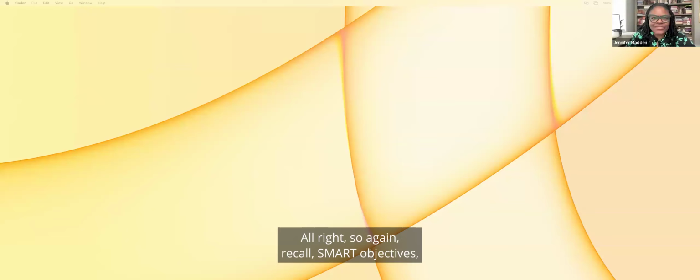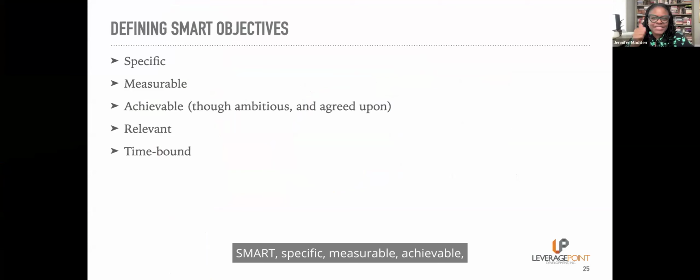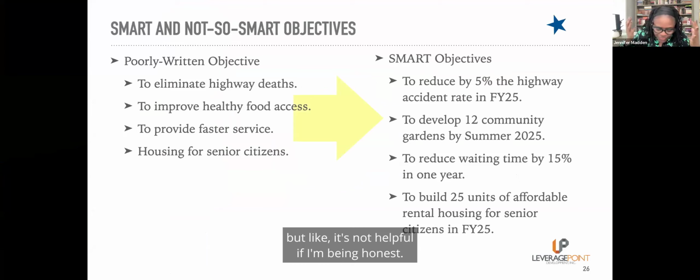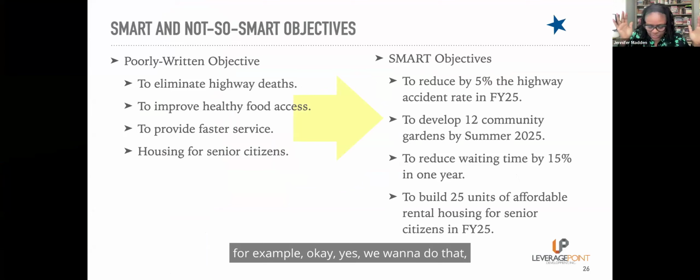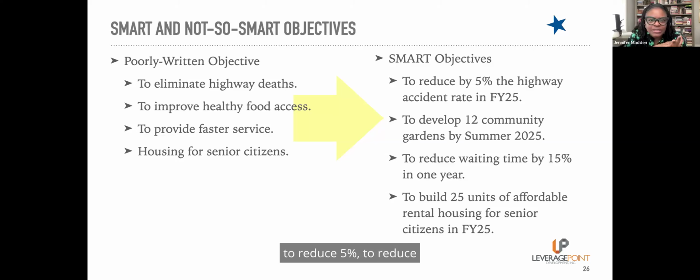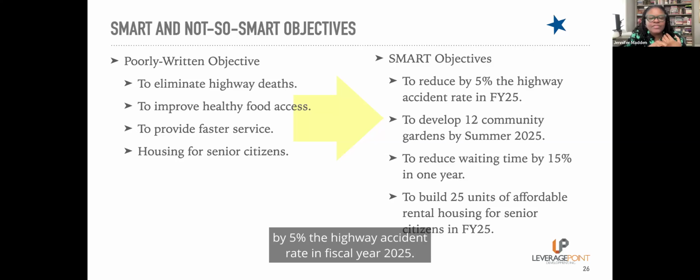All right. So again, recall SMART objectives: specific, measurable, achievable, relevant, and time bound. That's what SMART stands for. I'm just going to give you some examples. I should have put youth-oriented examples, but I didn't. And when I say poorly written, I don't mean it's not well intended, but if I'm being honest, it's not helpful. So, to eliminate highway deaths, for example, yes, we want to do that. But if we smarten it up, it's so much more helpful to reduce the highway accident rate by 5% in fiscal year 2025.